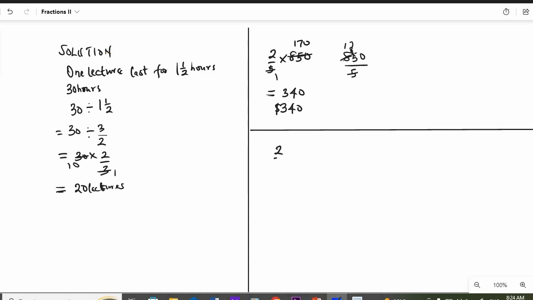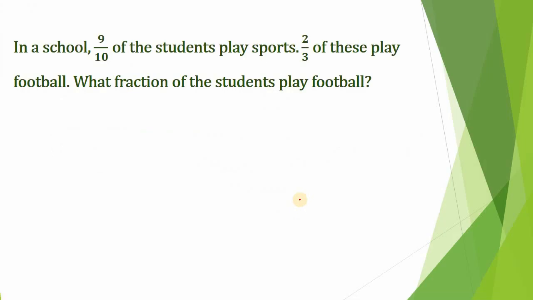Okay. 2/3 times 9/10. Okay, so 3 goes here, 1, 3 goes here, 3, 3 here, 1, 2 here, 5. So this gives us 3/5. Now this is the solution. Okay, so to the next question.